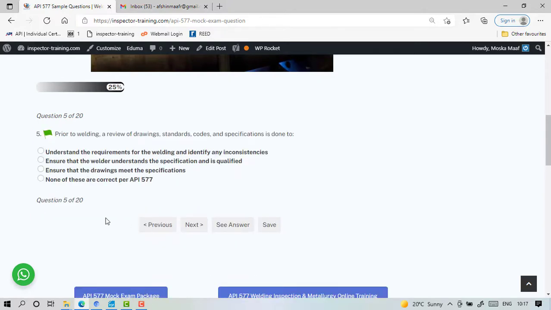Prior to welding, a review of drawings, standards, code, and specification is done to understand the requirements of the welding and identify any inconsistencies.